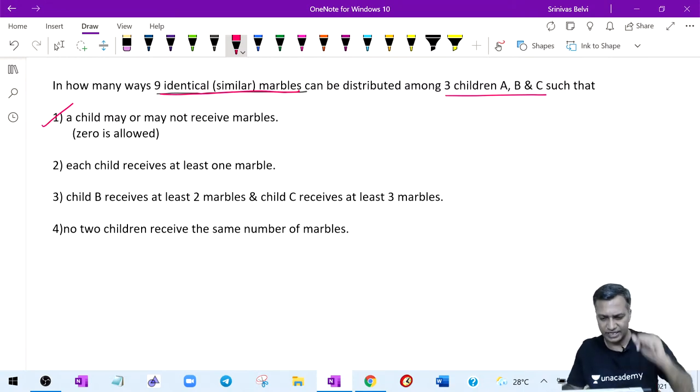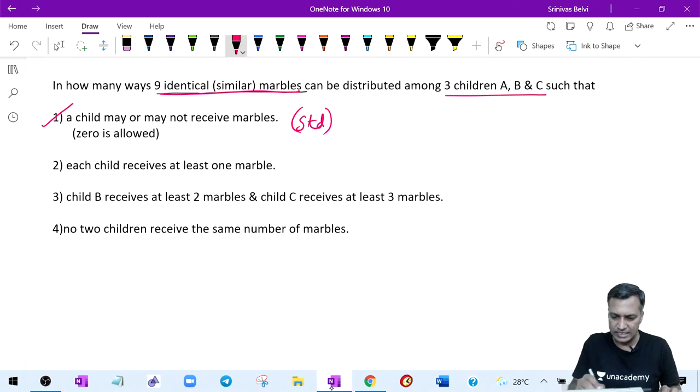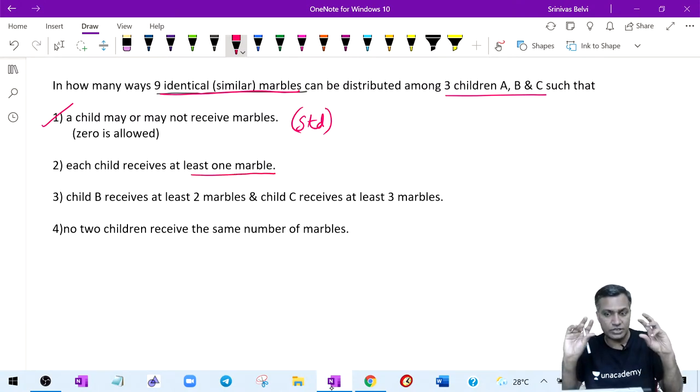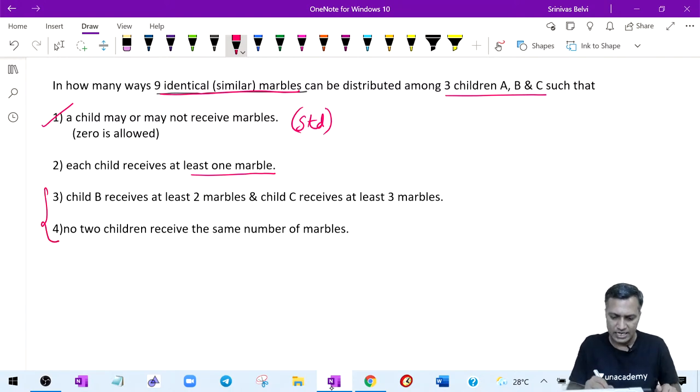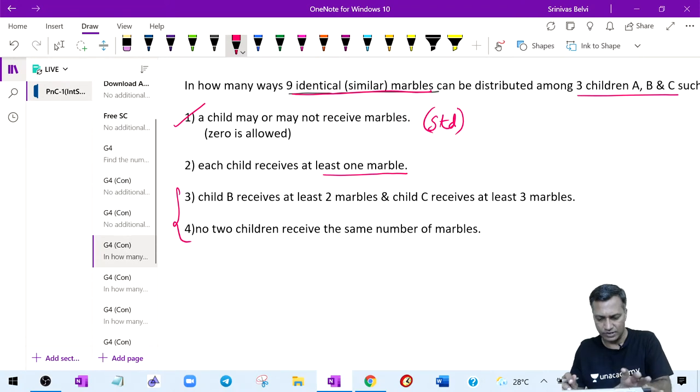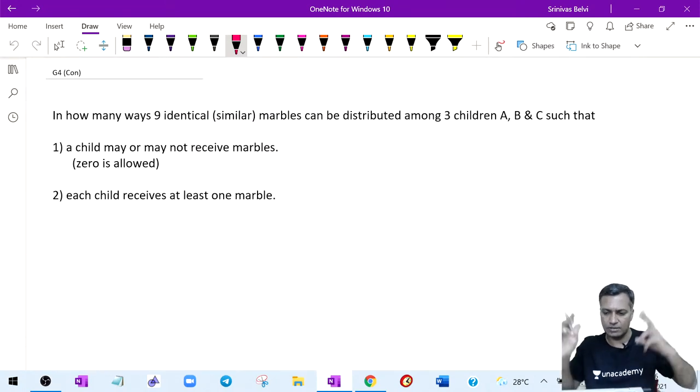It's as good as what we did now, the original. This is nothing but the standard problem. Second one, each child should receive at least one marble, right? That's the second one, which means now it's not in the standard form. I have to bring it down to the standard. Then we will take a look at 3 and 4 just after we look at the first two questions, because that will set us a warm up here.